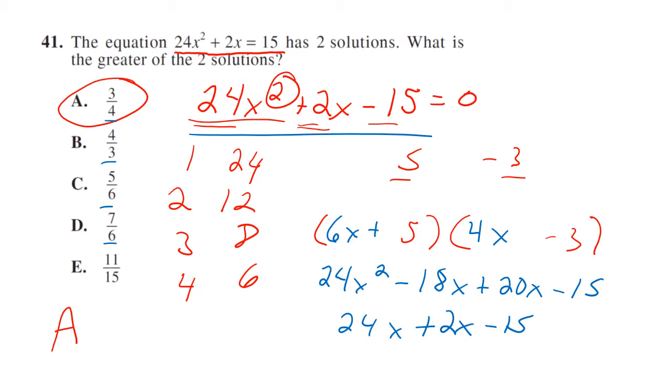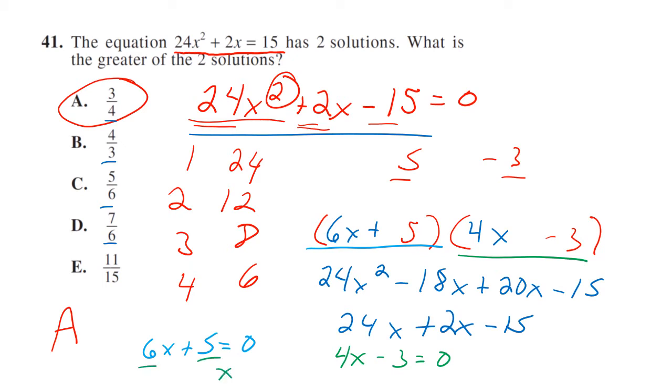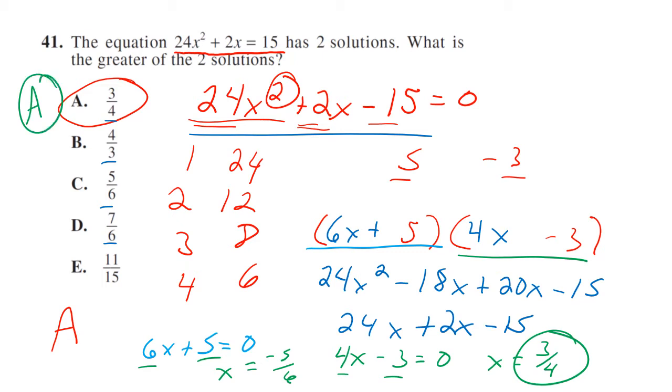So now that means we have 6x plus 5 equals 0, and we have 4x minus 3 equals 0. So we solve for x in each of these. We're going to subtract 5 from both sides and divide by 6, and we get x equals negative 5/6. And on this one, we add 3 to both sides and divide by 4. x equals 3/4. Which one is the bigger one? x equals 3/4, still A.